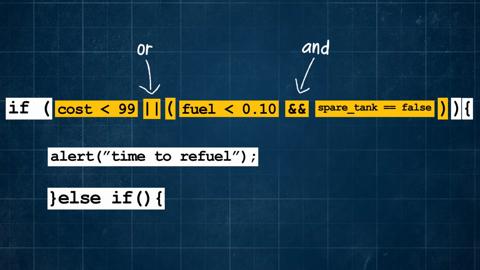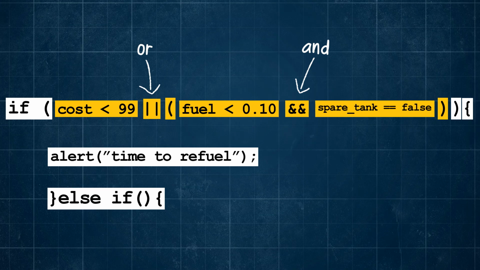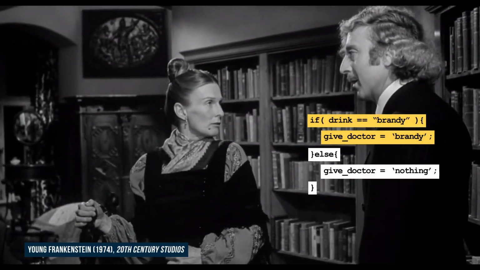We can also use else if instead of else in order to ask another condition if the first one evaluates as false. For example, would the doctor care for a brandy before retiring?